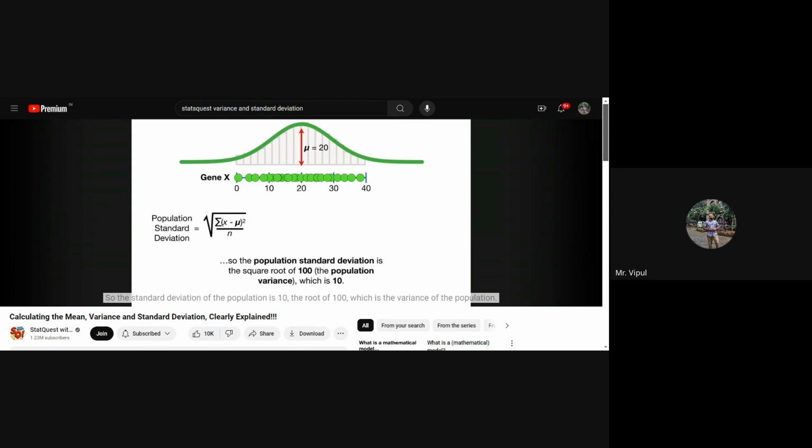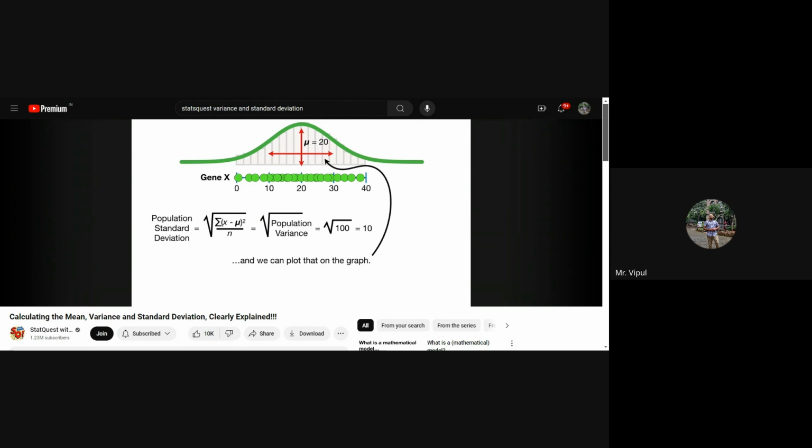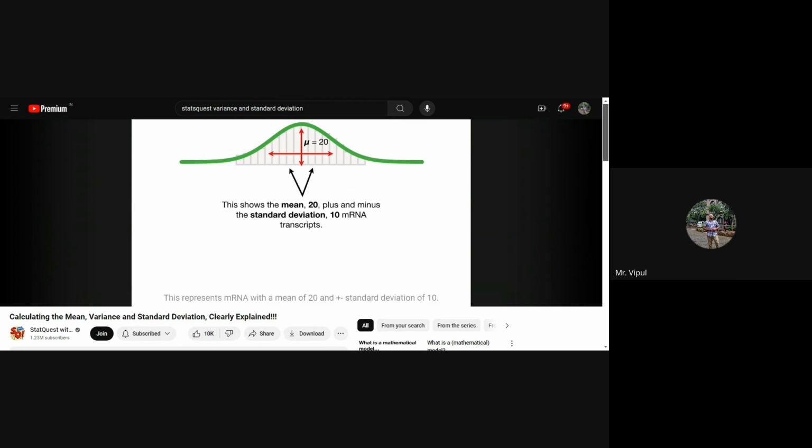To solve this problem, we can take the square root of everything. That's why standard deviation comes into the picture, right? The population standard deviation is the square root of 100, the population variance, which is 10. And we can plot that on the graph. This shows the mean, 20, plus and minus the standard deviation, 10 mRNA transcripts. Bam!